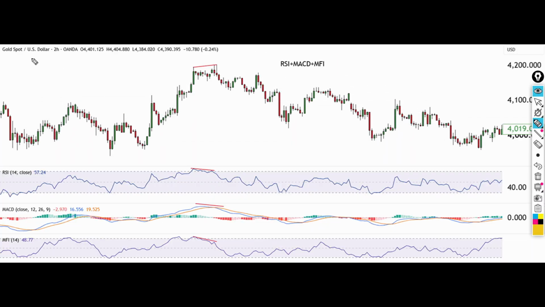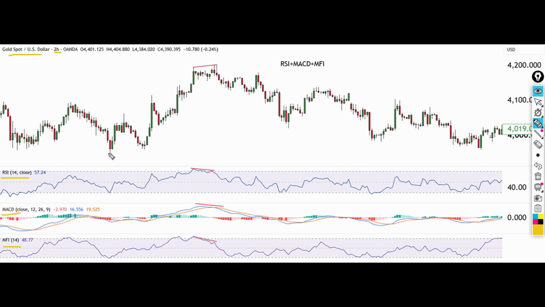This is case study 2, or example 2. I am explaining the short opportunity, or how to identify sell opportunities in the market. I'm using the chart of gold spot versus US dollar, and the time frame I'm using is 2 hours. Along with the RSI indicator, I'm adding 2 more indicators: MACD and the money flow index.